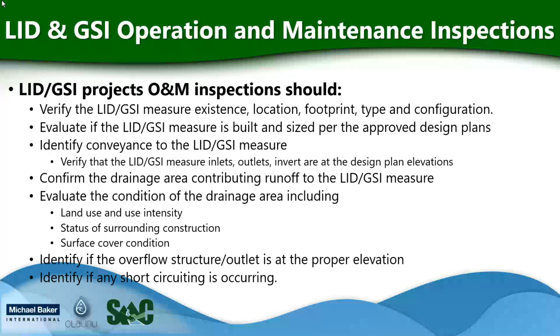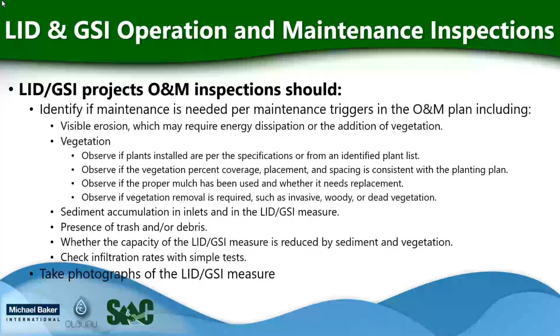Additionally, O&M inspection should identify if maintenance is needed per the maintenance triggers in the O&M plan, including visible erosion, which may require energy dissipation or an addition of vegetation. You're evaluating the vegetation specifically if you observe plants installed per the specifications in the identified plant list, if the vegetation percent coverage and placement and spacing is consistent with the planting plan, and if proper mulch has been used and whether it needs replacement.